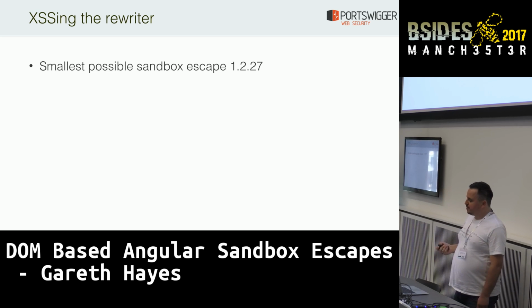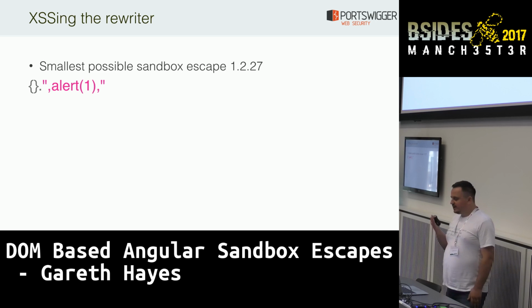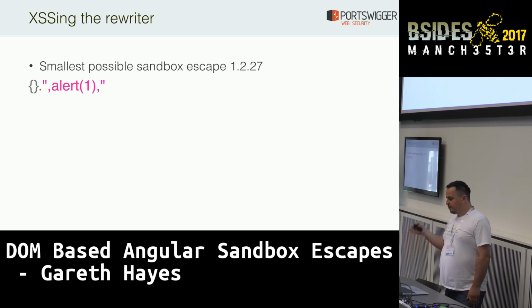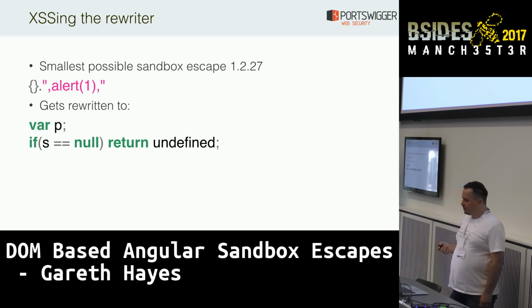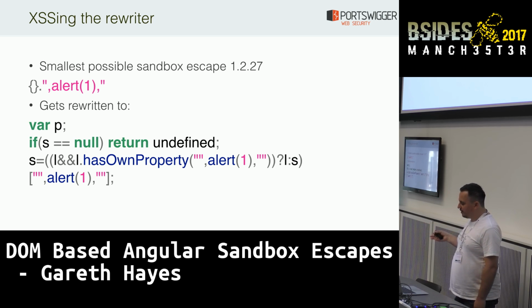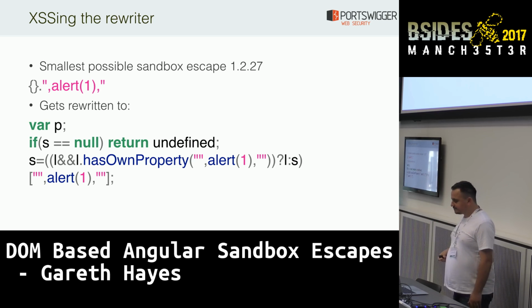And may I present to you the smallest possible Angular sandbox escape for version 1.2.27. And I challenge you to find a smaller one. So here we create an object literal, use dot, use a double quote, use a comma operator, call alert1, continue with another comma operator and then a double quote. And then Angular rewrites this code like so. So it breaks out of the double quote in the hasOwnProperty call. It calls alert1 and then continues the string. And you can see the rewritten code has our alert1 twice in the rewritten code.